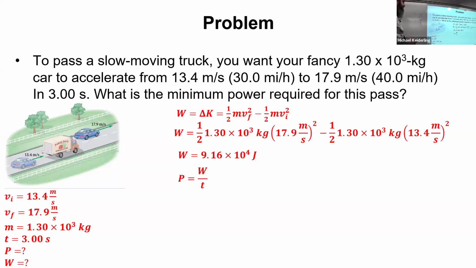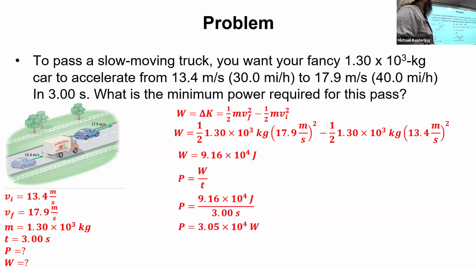Power is going to be work over time. So 9.16 times 10 to the 4 joules divided by 3 seconds gives us 3.05 times 10 to the 4 watts, or if you convert it, 40.9 horsepower.